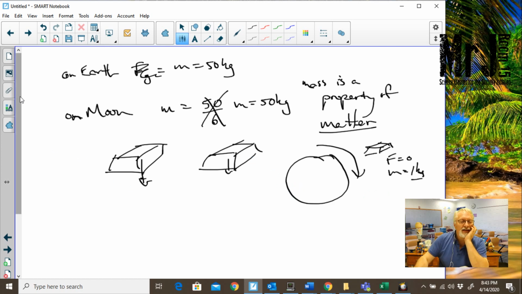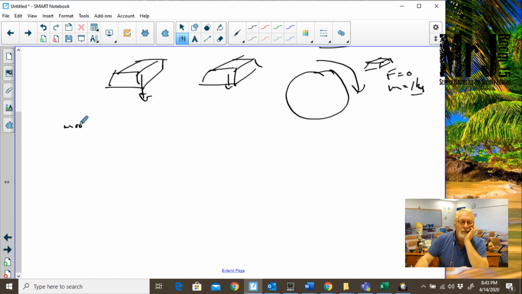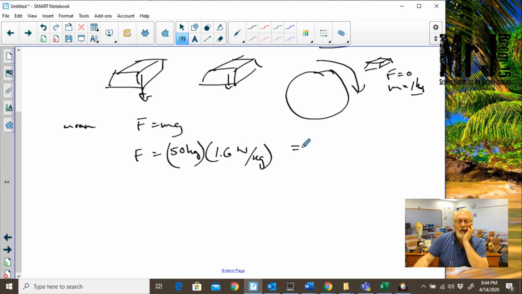All right, so getting back to this question. On the moon, we want to know what the force of gravity is. So F is equal to mg. So F is still equal to our 50 kilograms. g now is no longer 9.8, it is our 1.6 newtons per kilogram. And so when we do that calculation, 50 times 1.6, that would be equal to 80 newtons. And there we go.